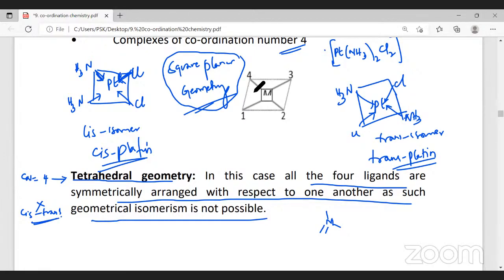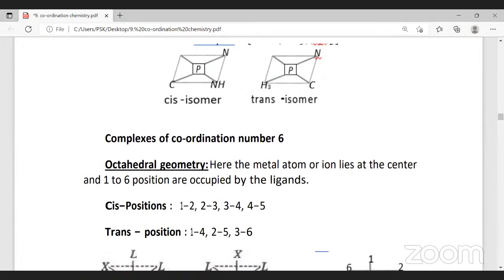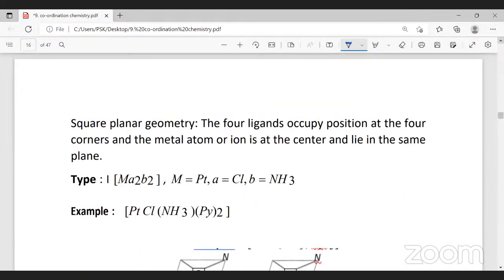Coming to the next, coordination number 6. When the coordination number is 6, what geometry will they show? Again, they will show cis-trans or geometrical isomerism. Now see what is there here. Square planar geometry, I explained already. 4 ligands occupy the positions of the 4 corners, with the metal atom or ion at the center, and they lie in the same plane.